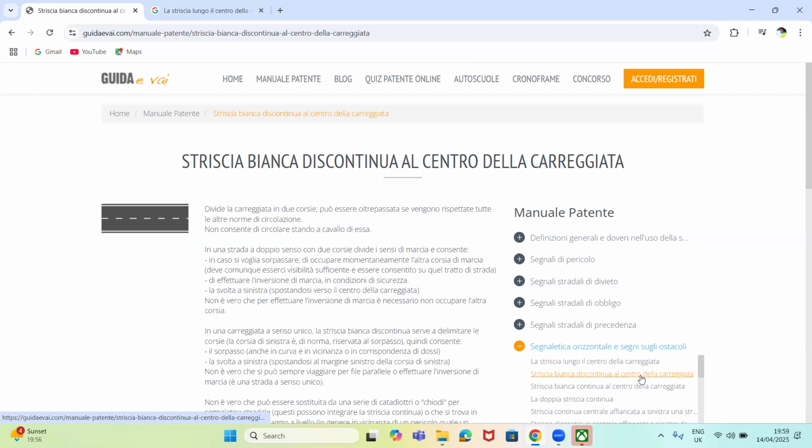But guys, watch. If your mind is not strong for patente, you might get confused here because, like I said before, according to the law, a discontinuous line in the center of the carreggiata means senso unico. That's all. Full stop. But there's a situation where a discontinuous line can also mean doppio senso. Please don't get this twisted.